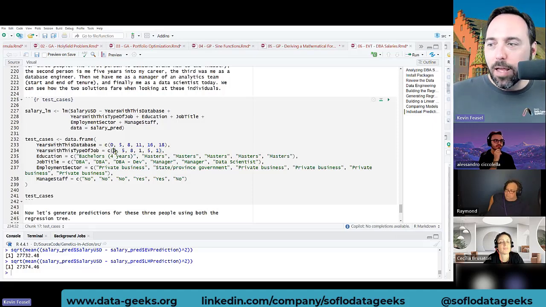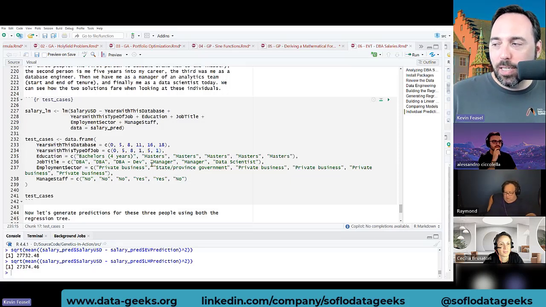And I kind of based this on me. So introduction to the industry, 5 years as technically I was an app dev at that point, but I'm going to count myself as DBA in here. 8 years, and then became a manager, 5 years as a manager, and then now I'm a data scientist. So we have our different inputs. Sometimes those state government, private business, and whether or not I was a manager, et cetera, et cetera.